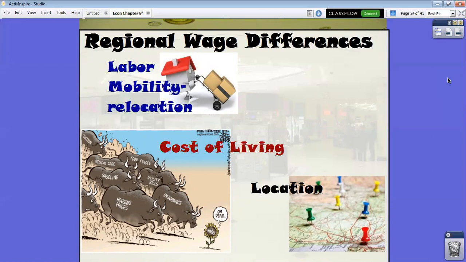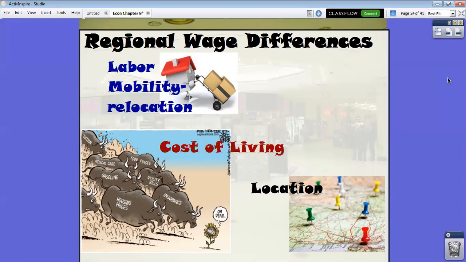Another reason we have different wages based on where you are in our country is the cost of living. Those of you who are aware, it's very expensive to live in Orange County, so our salaries tend to be higher than, for example, if you were to have that same job in the Midwest.